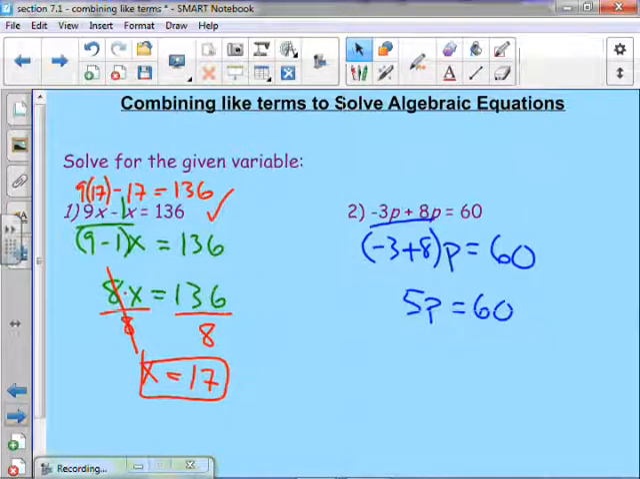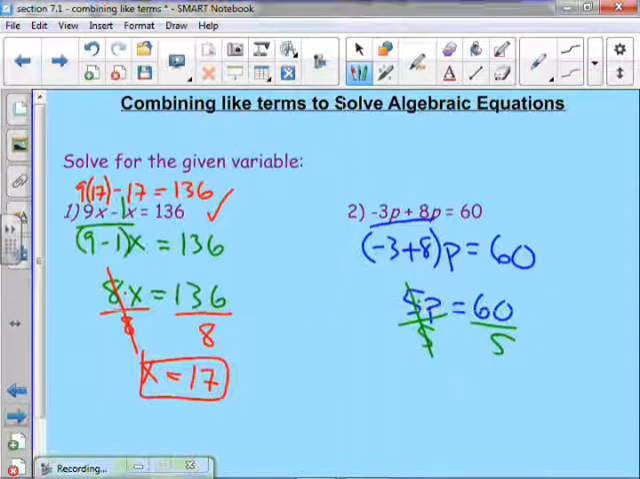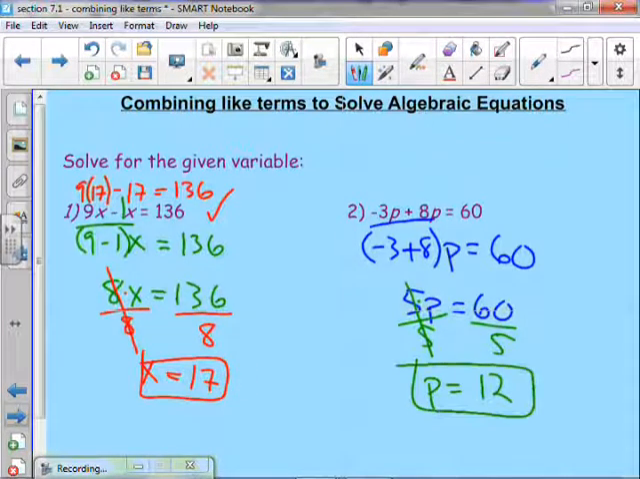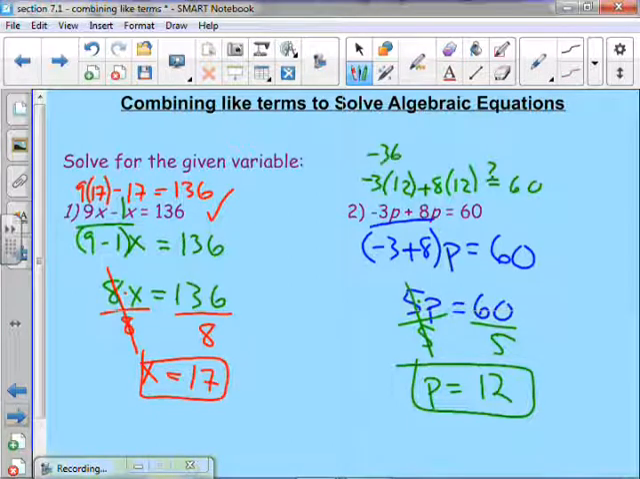And now I have 5 times p. How do I undo times 5? I divide by 5 on both sides. 5 divided by 5 gives me 1. So I just get p is equal to 60 divided by 5, which is 12. Going back to check, I do negative 3 times 12 plus 8 times 12. Does that give me 60? Well, negative 3 times 12 is negative 36, plus 8 times 12, that is 96. When I add those together, I do get 60, so I know I did it correctly.